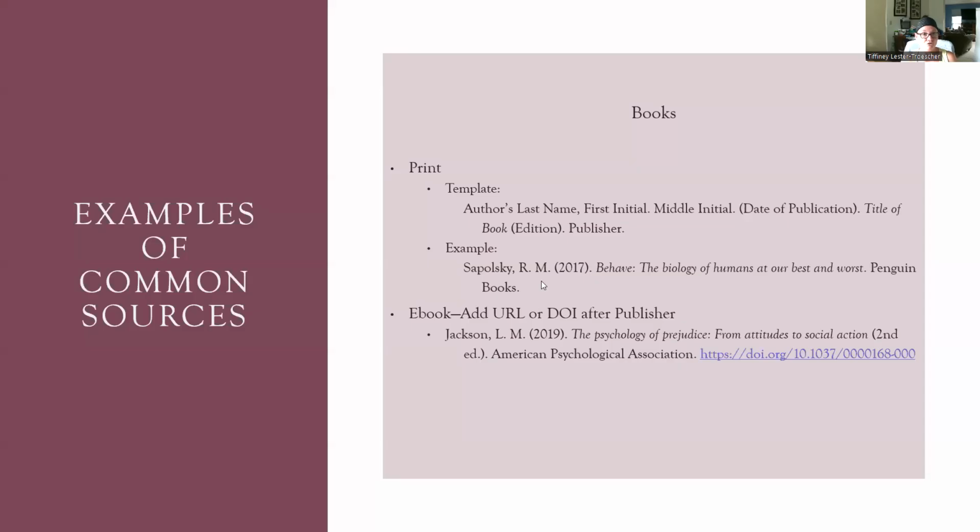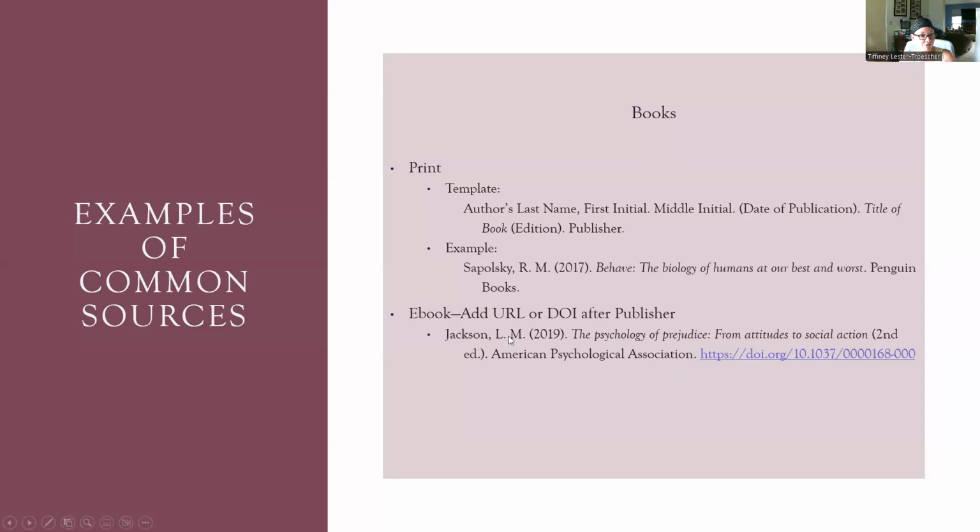So if you have an ebook that has a digital object identifier number, you'll use that. But if it does not have a digital object identifier, you will need to use the full URL that shows up in your browser window. And it goes at the end of the entry.